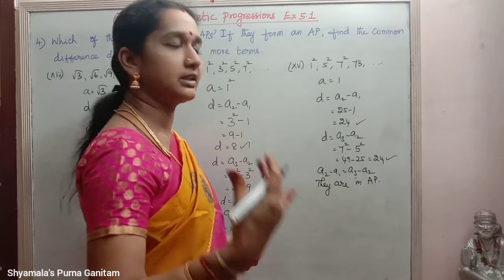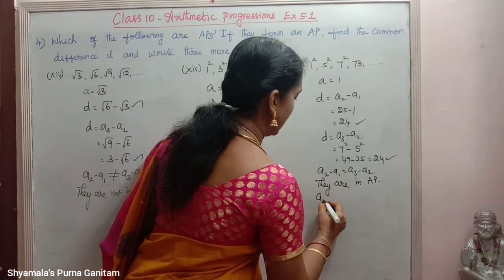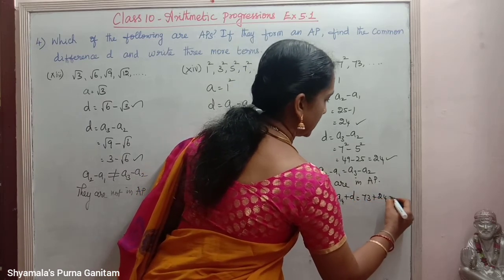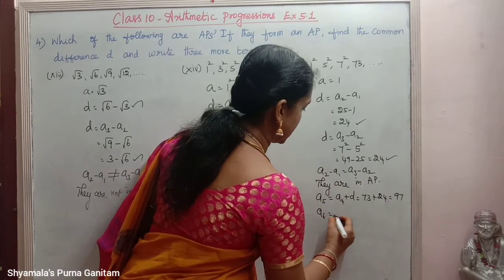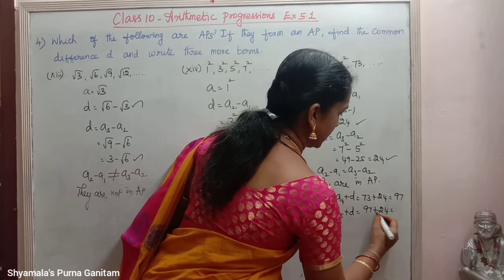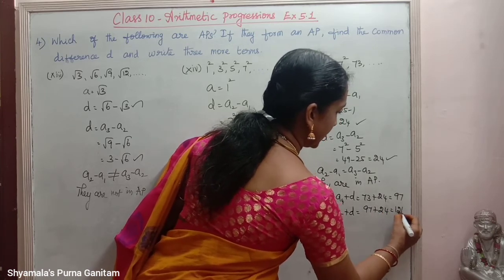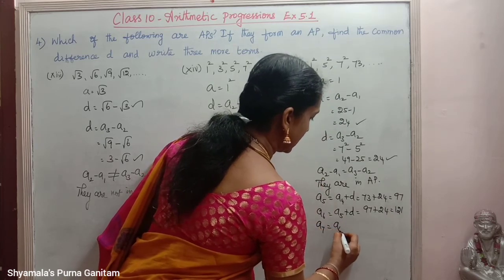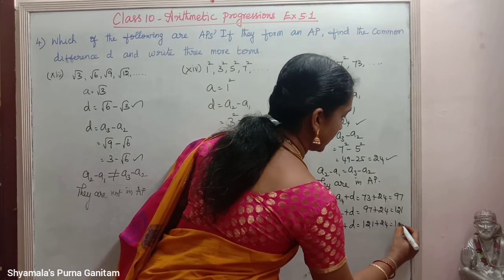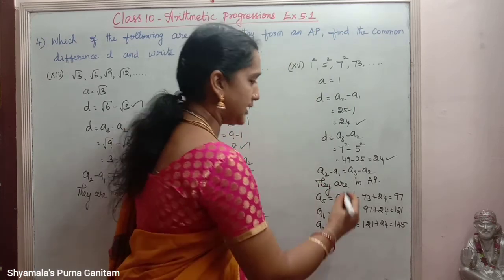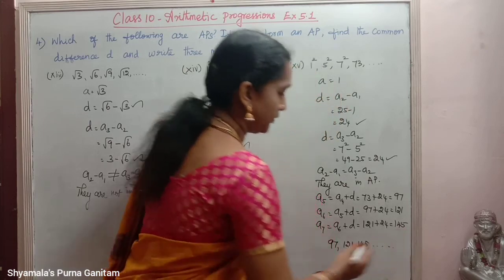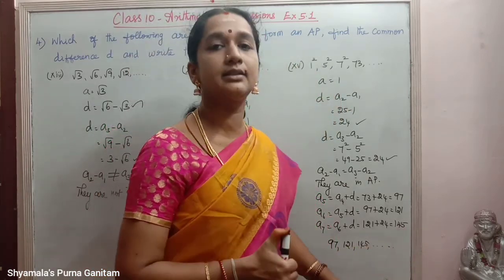So now we will find the next 3 terms. Till a4 it is given. Then a5 is a4 plus d. So a4 is 73 plus 24, so that is 97. Then a6 is a5 plus d. a5 is 97 plus 24, so that is 121. Then a7 is a6 plus d, that is 121 plus 24, so 145. So these are the next 3 terms: 97, 121, 145.